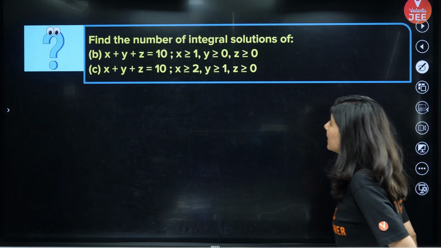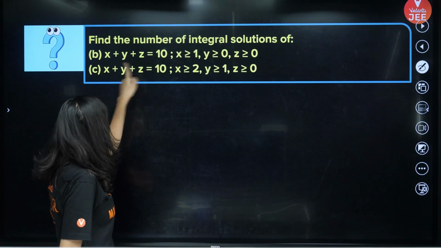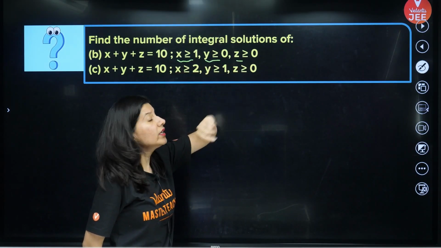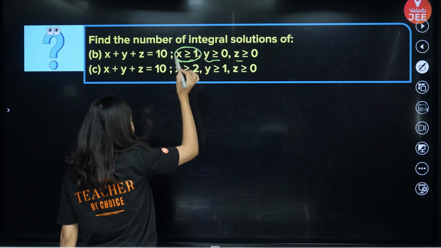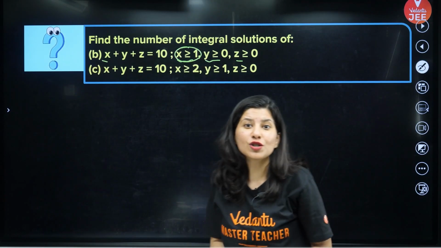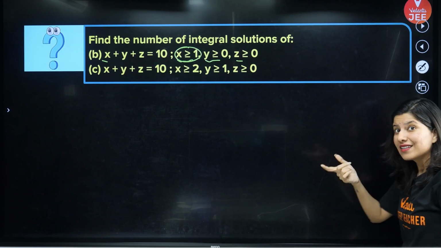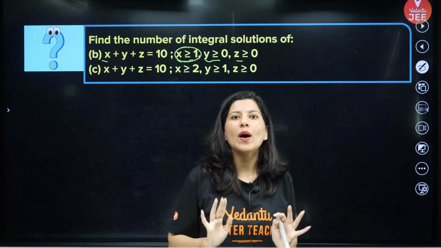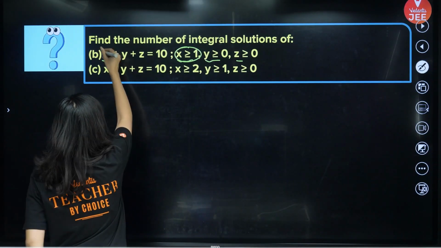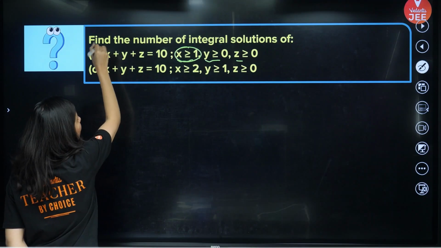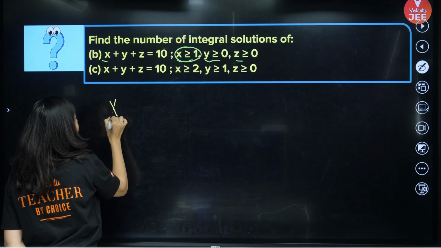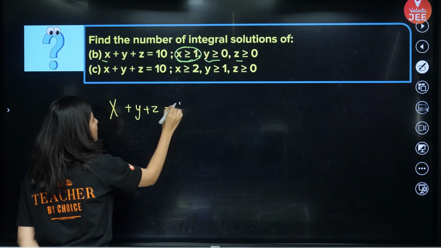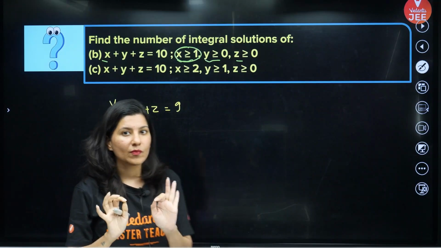Now, because some twist will be there, next we find the number of integral solutions of this when x is greater than or equal to 1, y is greater than or equal to 0. Now this is something very different. What they are saying is that beggar number 1 should get at least 1 coin. Again, I apply the same logic that no box remains empty. So I will give 1 coin to this beggar, so x plus y plus z equals 9. I have removed 1 coin and given it in the first place.